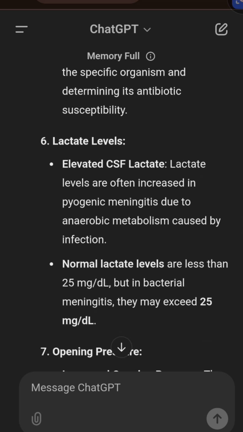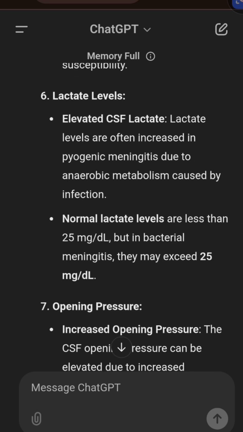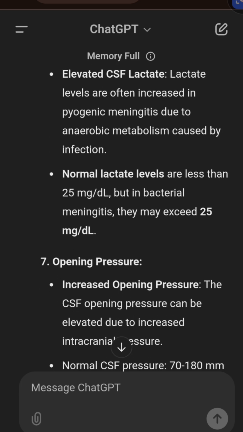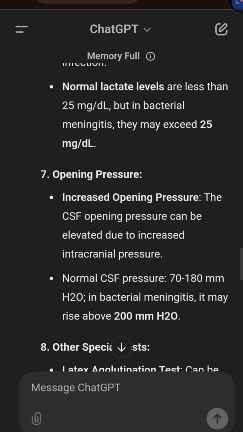Lactate levels: elevated CSF lactate. Lactate levels are often increased in pyogenic meningitis due to the anaerobic metabolism caused by infection. Normal lactate levels are less than 25 mg per dL. In bacterial meningitis, this may exceed 25 mg per dL.